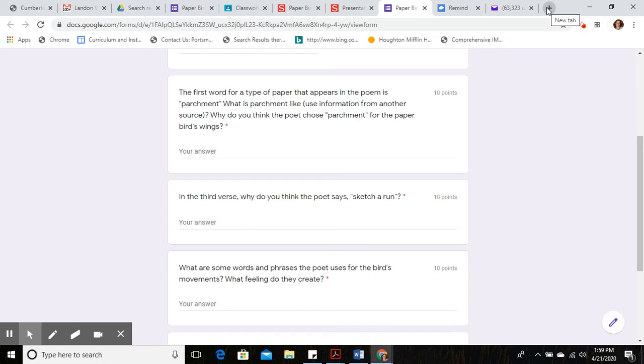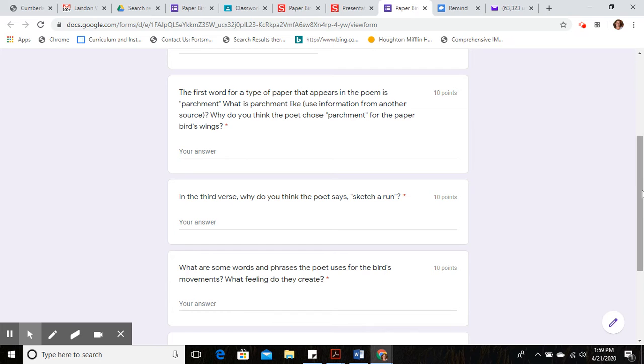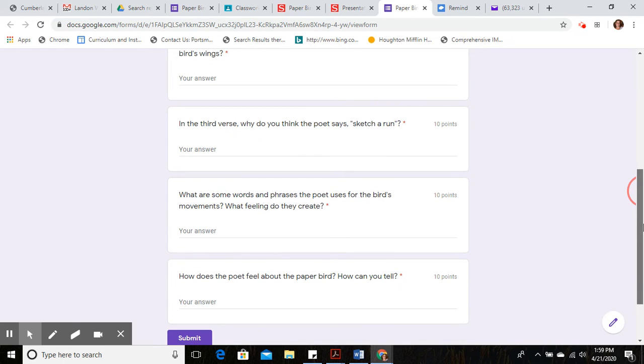Why do you think the poet chose parchment for the paper bird's wings? So when you go back and you read that part, well, what do birds' wings do? Do they help the bird lift when it's flying? So that type of paper, parchment paper, would need to be paper that is stiff and strong enough to withstand the wind, right?